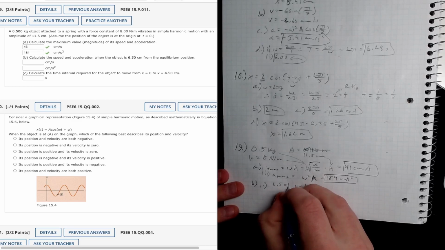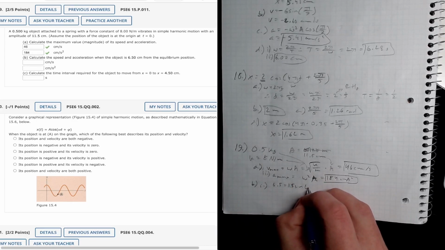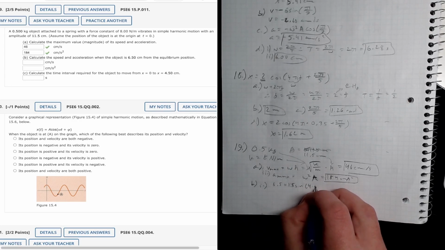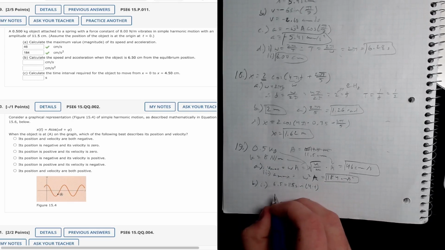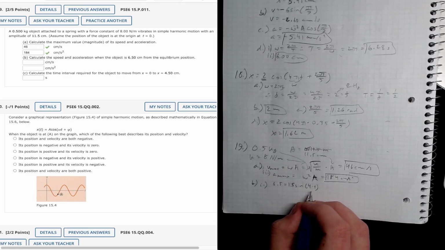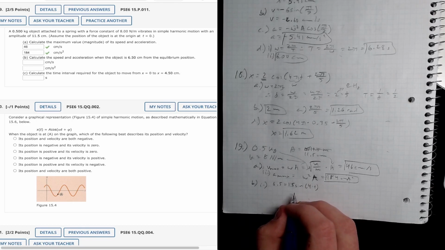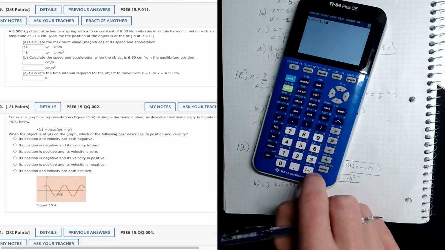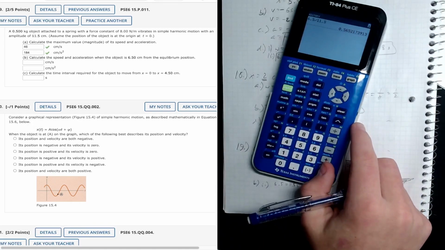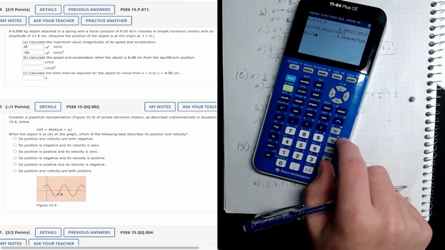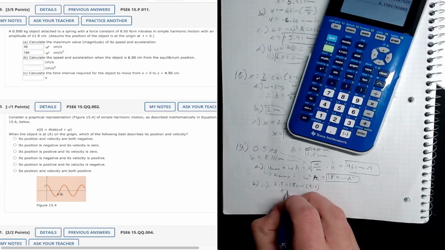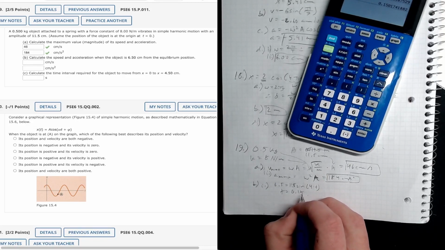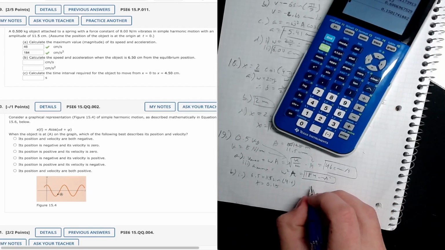Do 11.5 here. 11.5 sine wt. w is 4 times time. Solve for time here. 6.5 divided by 11.5, arc sine, divided by 4, t equals 0.15. Now we can do our equations.